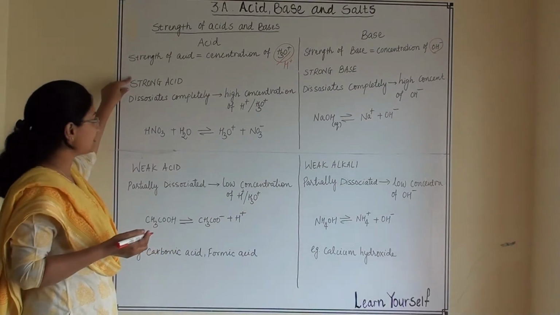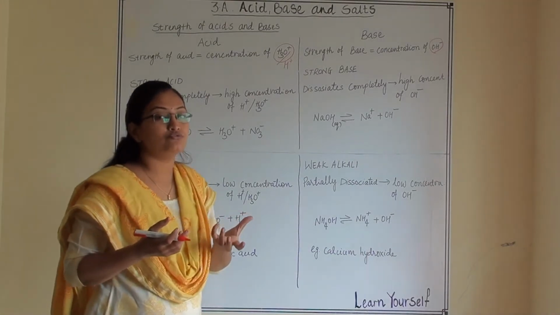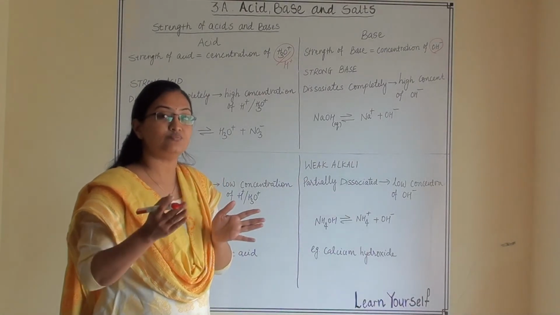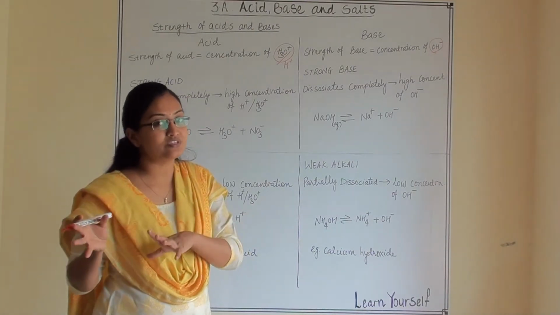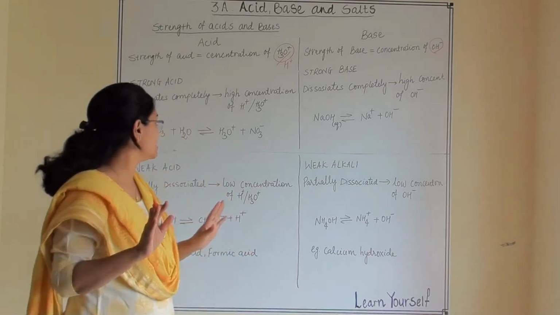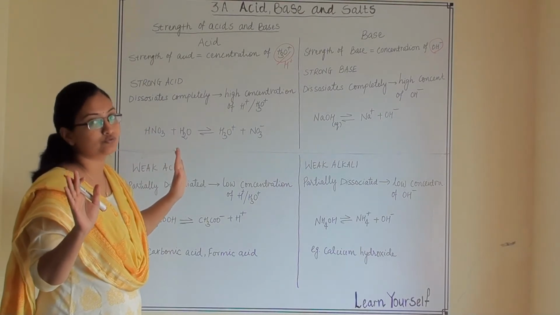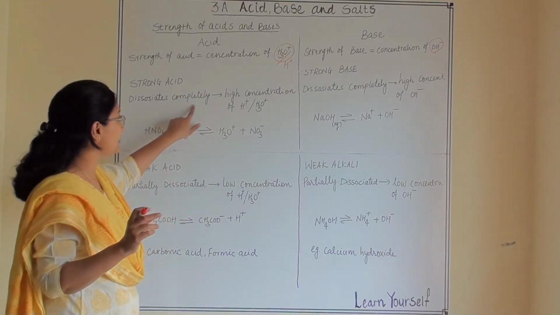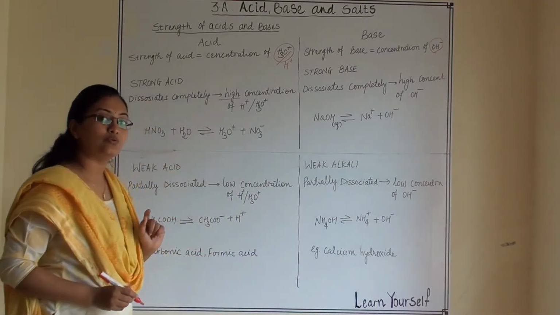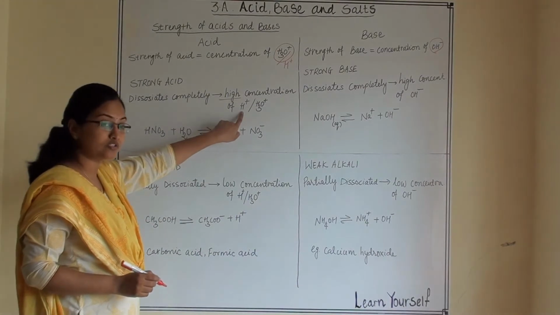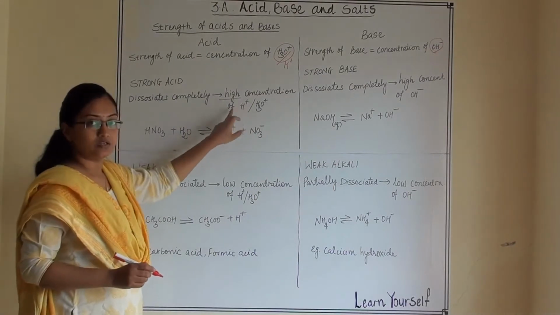When it is a strong acid, it dissociates completely. If there are 5 molecules of hydrochloric acid, you are going to get 5 H plus and 5 Cl minus. It dissociates completely. However many acid molecules there are, all of them dissociate. That's why it generates a high concentration in your aqueous medium. High concentration of what? H plus and H3O plus. You can write either one.